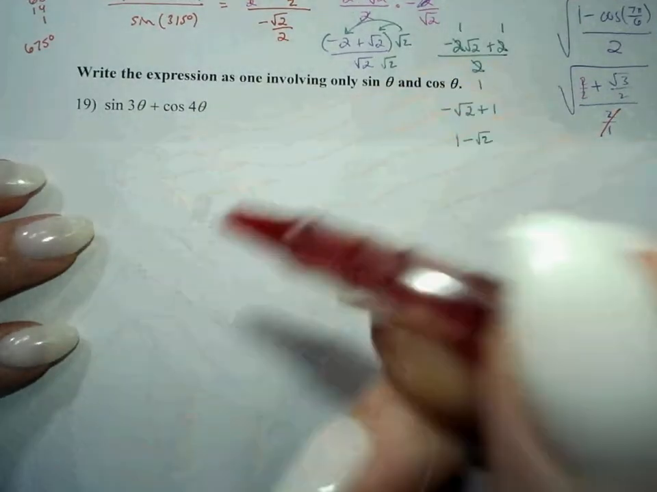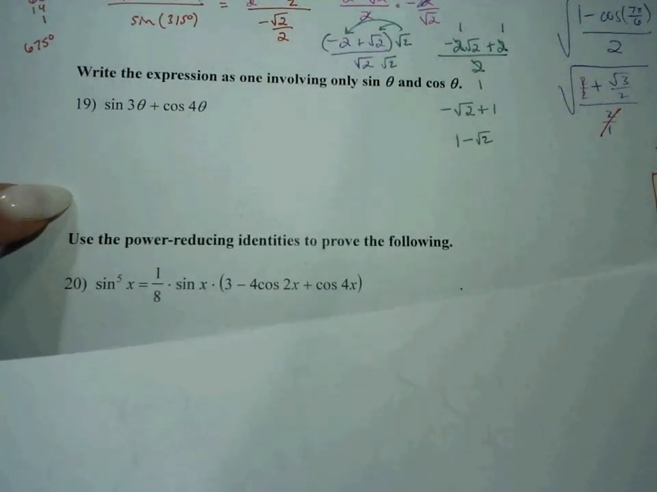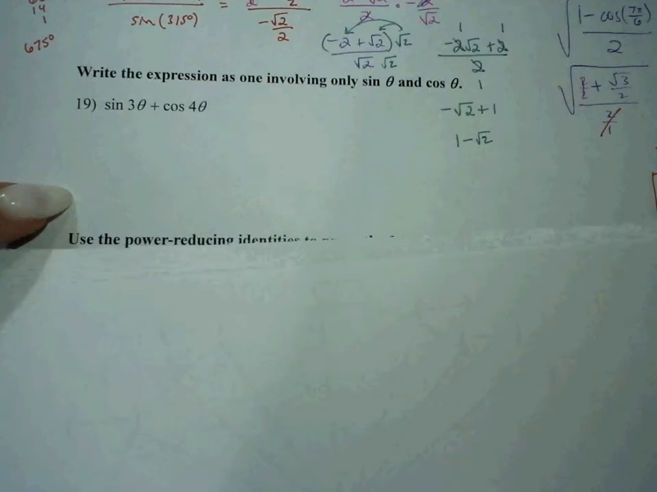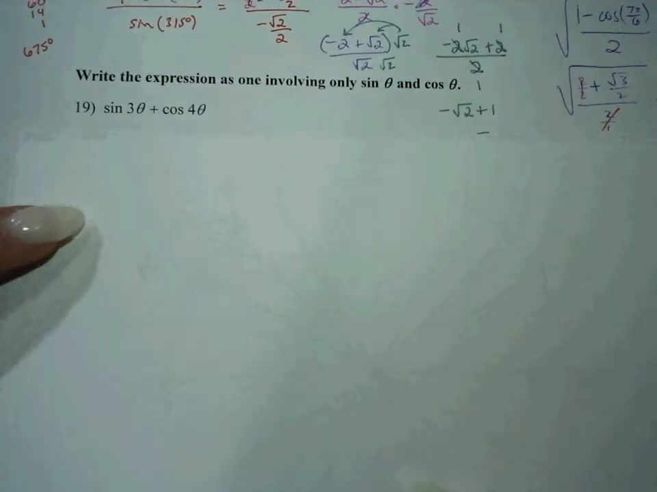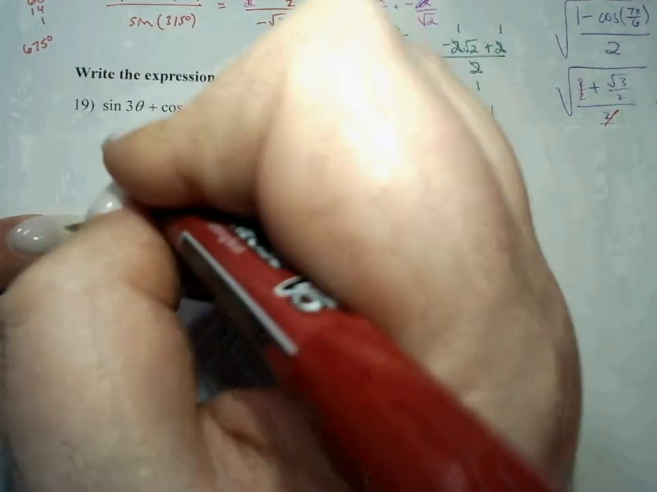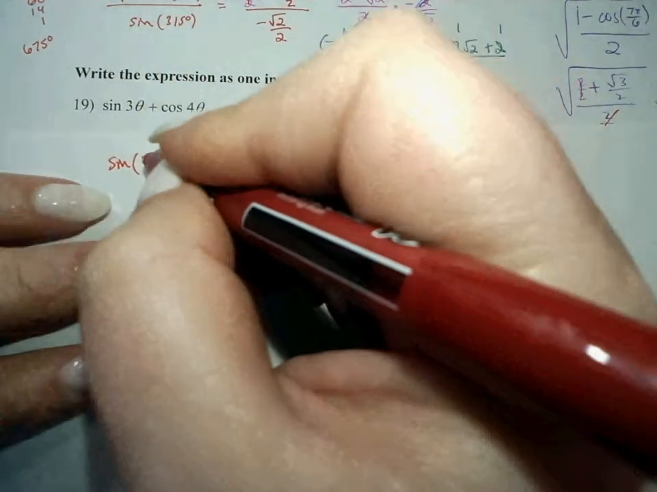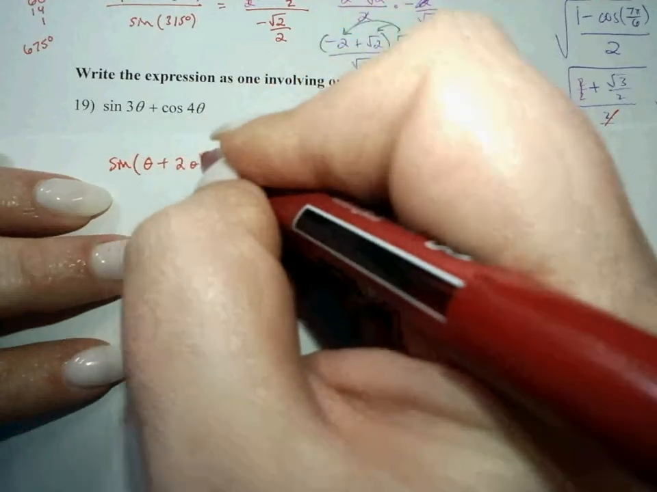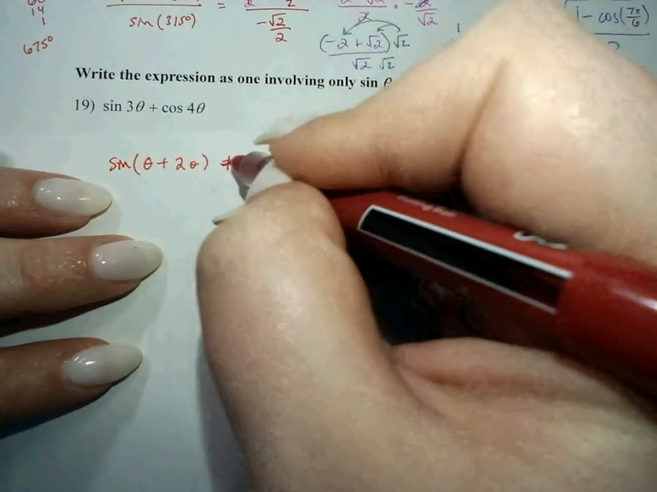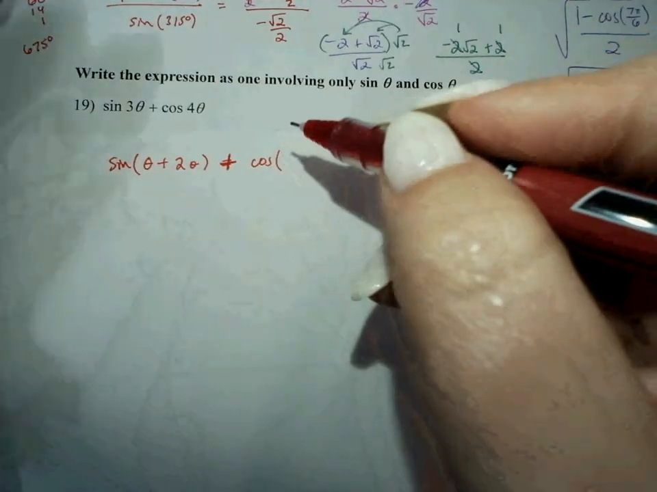Alright, so write an expression involving only sine of theta, cosine theta, which means no double, triple, quadruple angles, right? So I'm going to be honest, I don't believe I left you enough space on here, so you might have to write that on another piece of paper. So I'm going to see what happens, okay? So sine of 3 theta is the same thing as, it's not a double angle, so I can go ahead and just split it up as theta plus 2 theta.